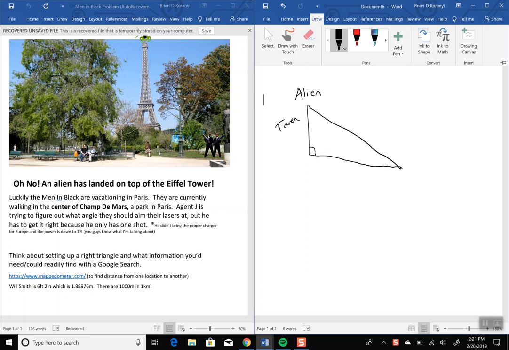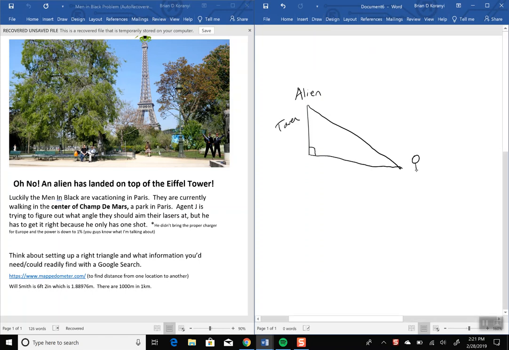But in general, we can kind of model this with the right triangle. So, there's a couple pieces to this problem. There's not a ton of given information other than the fact that we know that they are standing somewhere over here, and the Eiffel Tower is over here, and the alien is on top. So what we're looking for is this angle of elevation. What angle should the gun be at so that when it shoots on the hypotenuse, that trajectory is going to hit the alien.